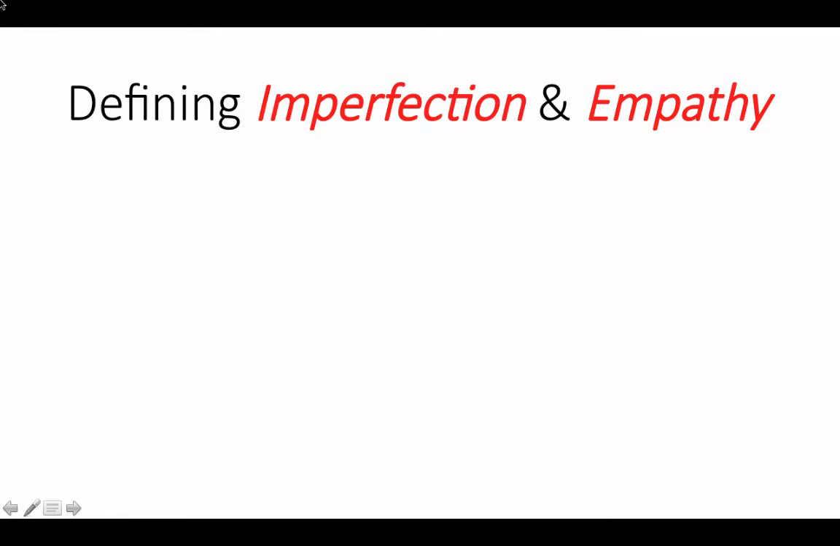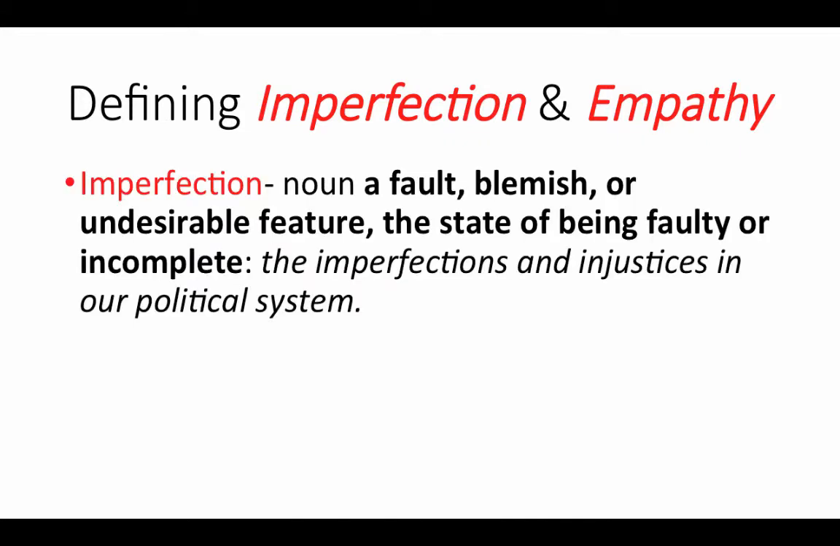All right, before we begin, let's define a couple words because many of you may not know what the word imperfection or the word empathy means. So I went straight to the dictionary to get you a clear and concise definition. Let's start with imperfection. Imperfection is a noun, and it means a fault, a blemish, or undesirable feature, the state of being faulty or incomplete. If we were to use this in a sentence, it might be: the imperfections and injustices in our political system. So obviously imperfection is the opposite of perfection.